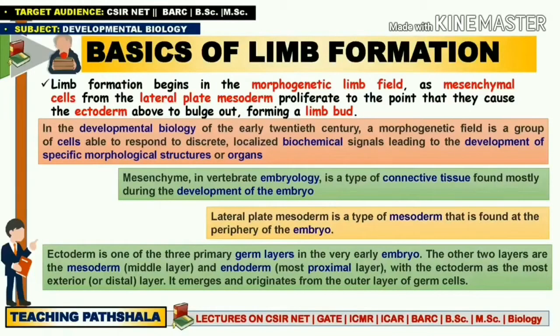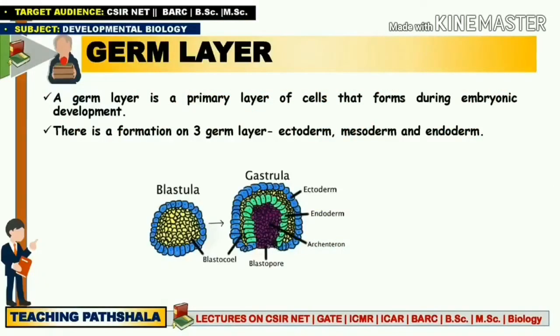So you can see the overall positioning of the germ layers: there is a formation of three germ layers, the ectoderm, mesoderm and endoderm, and you can clearly see the position of these three layers in the gastrula stage. The ectoderm is the outermost, the endoderm is the innermost, and the mesoderm is the middle layer. In the future, these three layers have the capability to give rise to different organs in a human body or animal body.